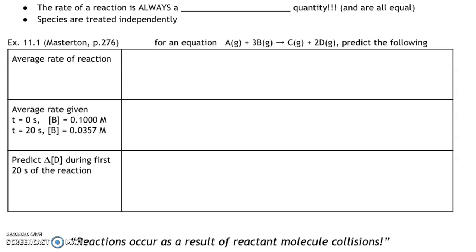Okay, because we're talking about the loss of a reactant or the gain of a product, the rate of reaction is always going to be a positive value. And they're all going to be equal to each other with respect to each individual species. Again, we're going to treat each species independently. So if we have an equation as shown here, then we can write our rate of reaction with respect to any of those species. I would suggest you pause here and try that for yourself real quick.